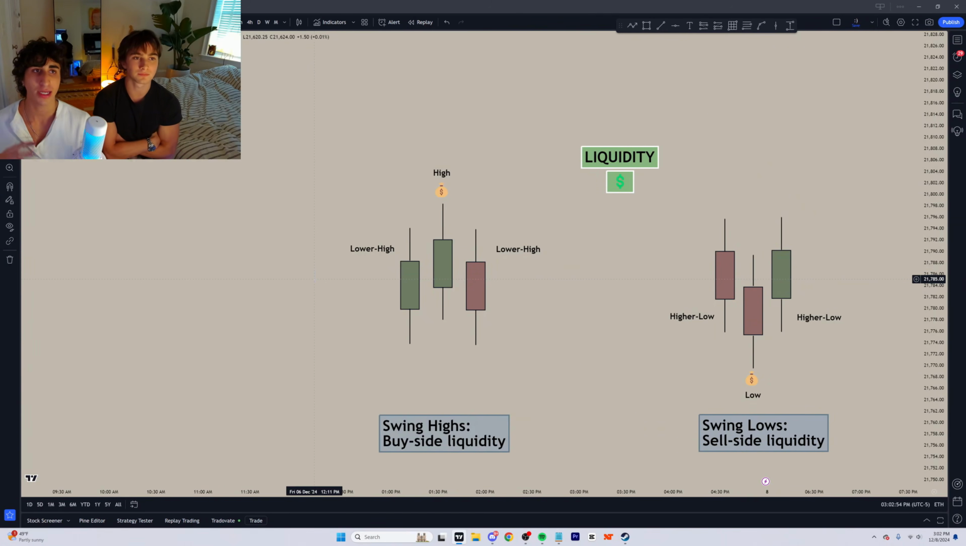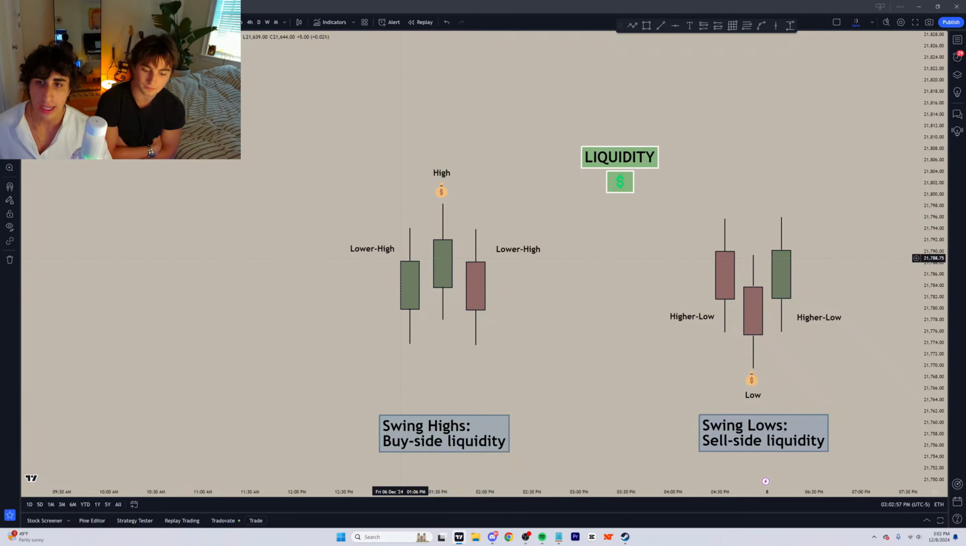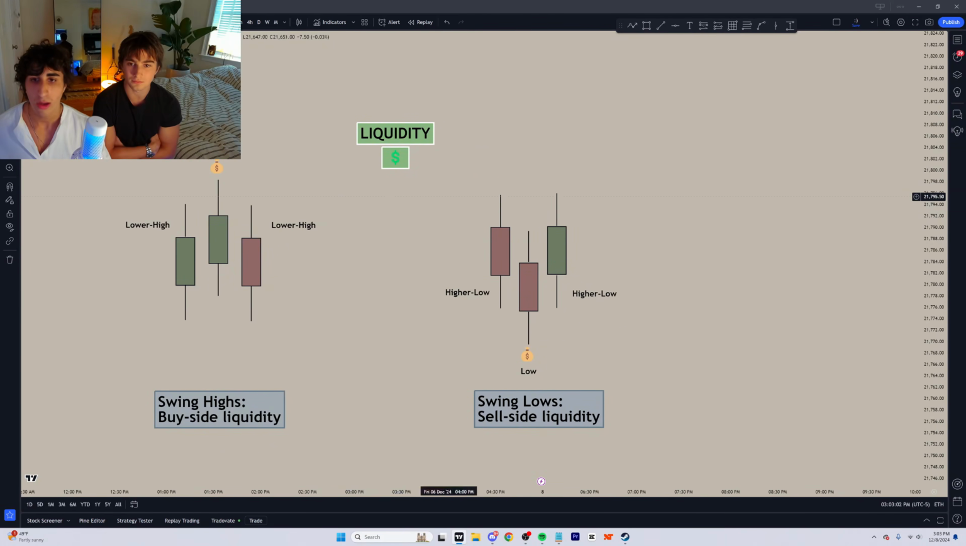This candle formation is a 3-candle pattern. So a swing high is a lower high, a high, and then another lower high. And then a swing low is a higher low, a low, and then a higher low.